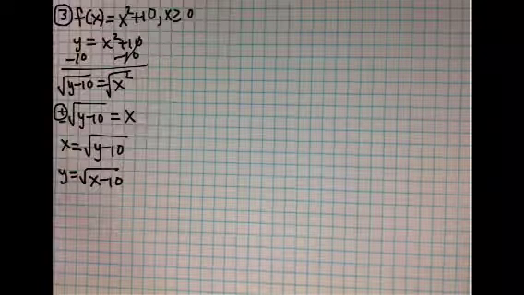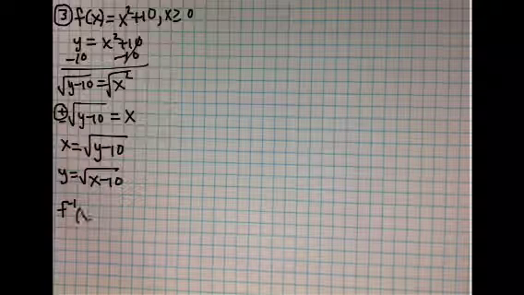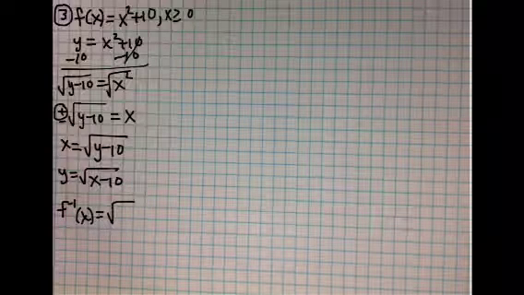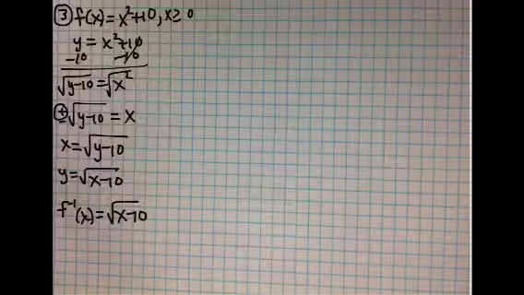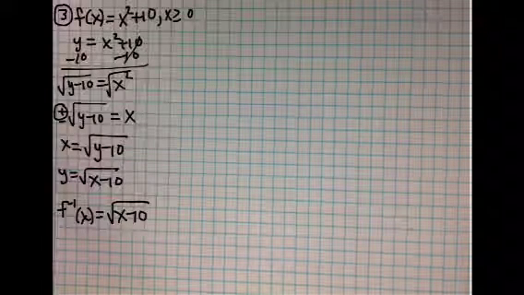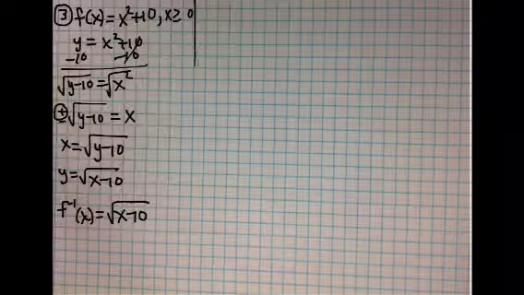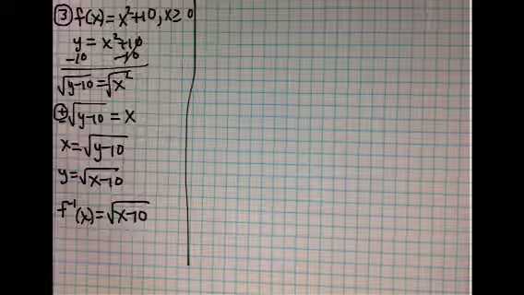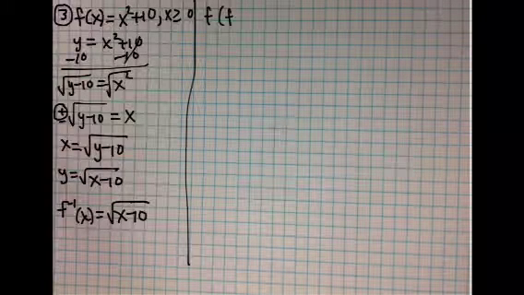And then my final step is to write it in proper function notation. And we get this. Now make sure that bar goes all the way across. And so now we're going to confirm that our answer is right. We're going to use composition. So f of f inverse of x.